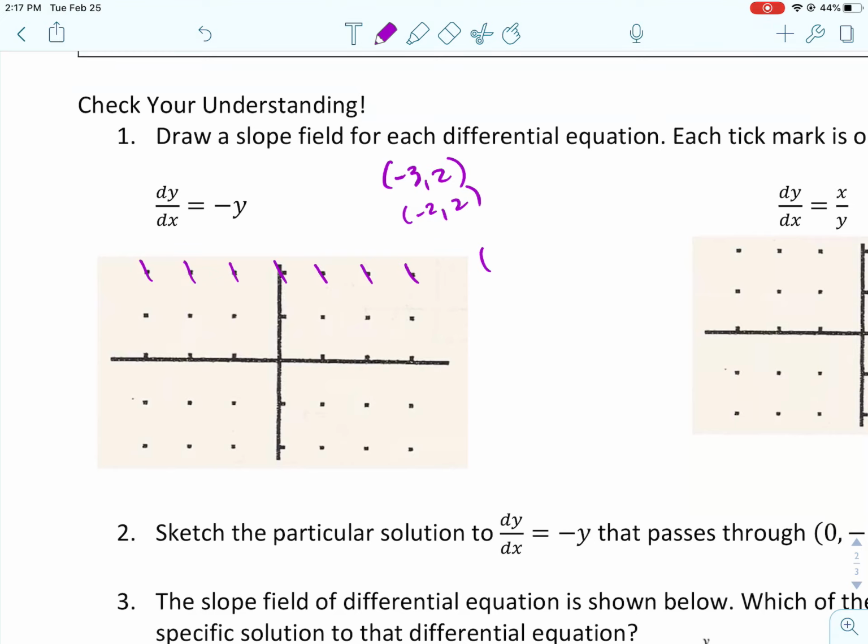All right, I'm going to go to the next row. I'm going to start at the left, so the point would be negative 3, 1. I'm going to put the y into my differential equation, so the slope is negative 1. Negative 1 is kind of like a 45-degree angle, if that helps you visualize it. But I don't want you to overthink it.